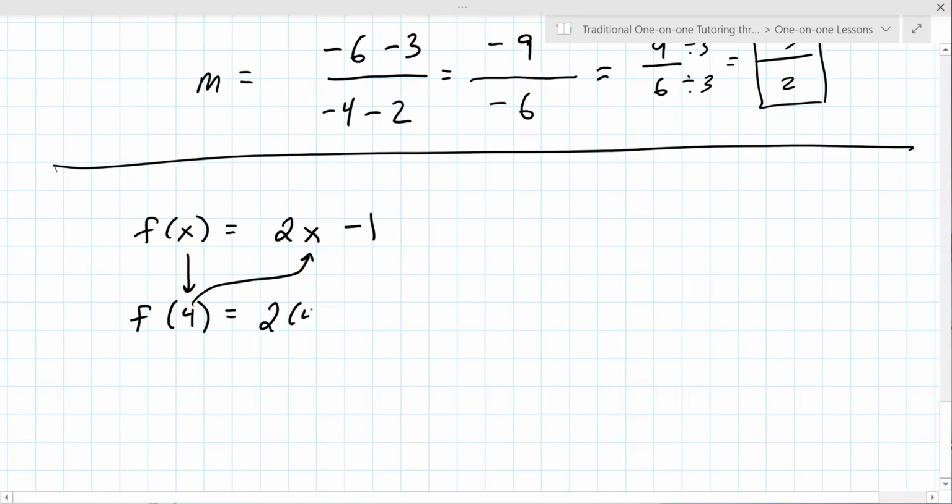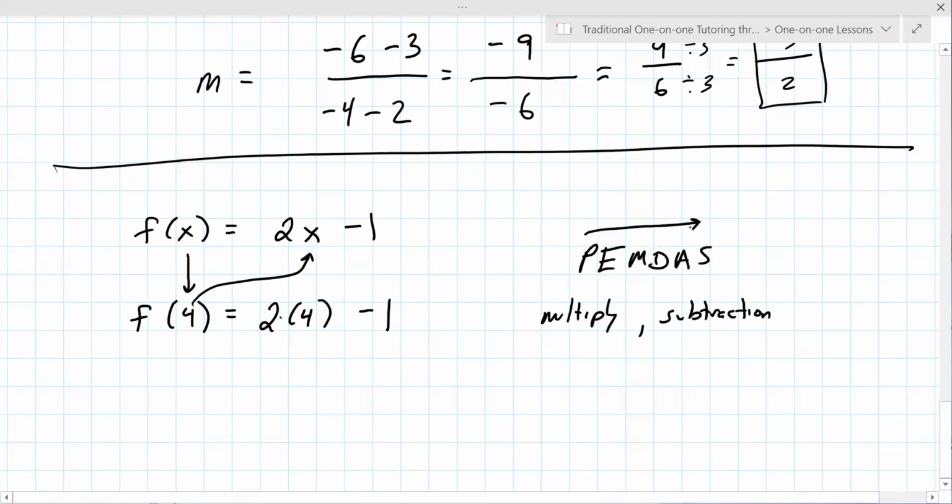So it's 2 times 4 minus 1. So here you've got multiplication and you've got subtraction. Which comes first, multiplication or subtraction? Subtraction. Okay, order of operations, right? Multiplication. Yep. Order of operations. We got to go this way. So what is 2 times 4? 8. Minus 1. What is 8 minus 1? 7. Very good. So f of 4 equals 7.